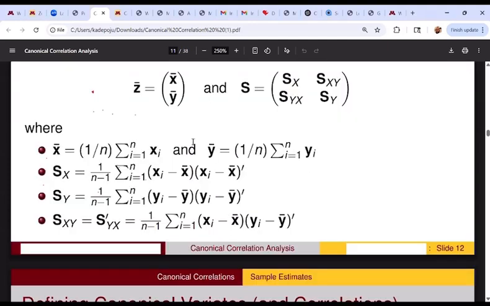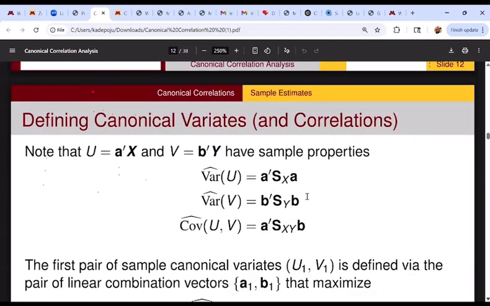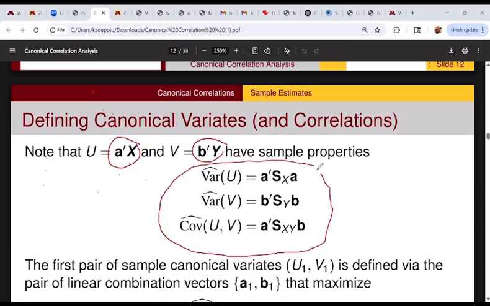Here they're just trying to tell you how to figure out each of these, which we've done in this class. This is what we've done before. Now we want to talk about when we have sample data. The linear combination of X is U, the linear combination of Y is V. Then you can see in the sample, I'm going to be estimating. That's why you see a cap.